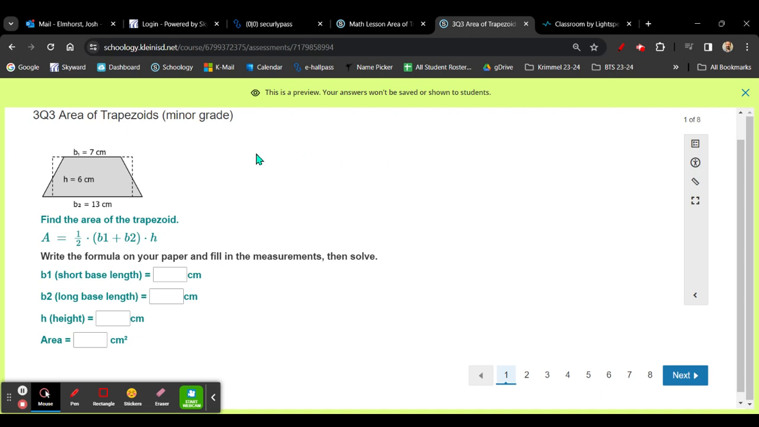This is Mr. Elmhorst, your sixth grade math teacher for advanced math. We're looking at area of trapezoids, and we are going to find the area of trapezoids, focusing on using the formula that we just went through for the lesson.